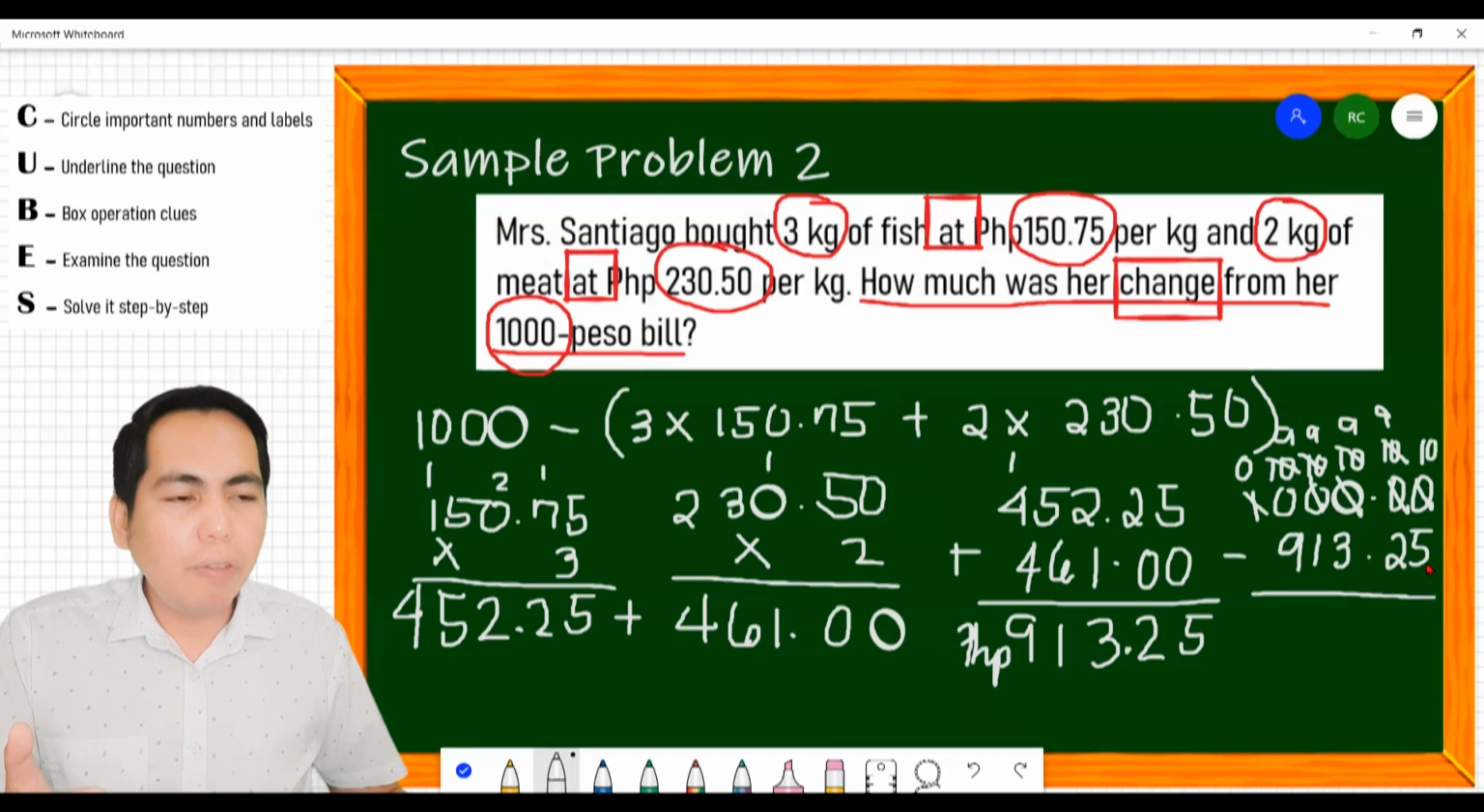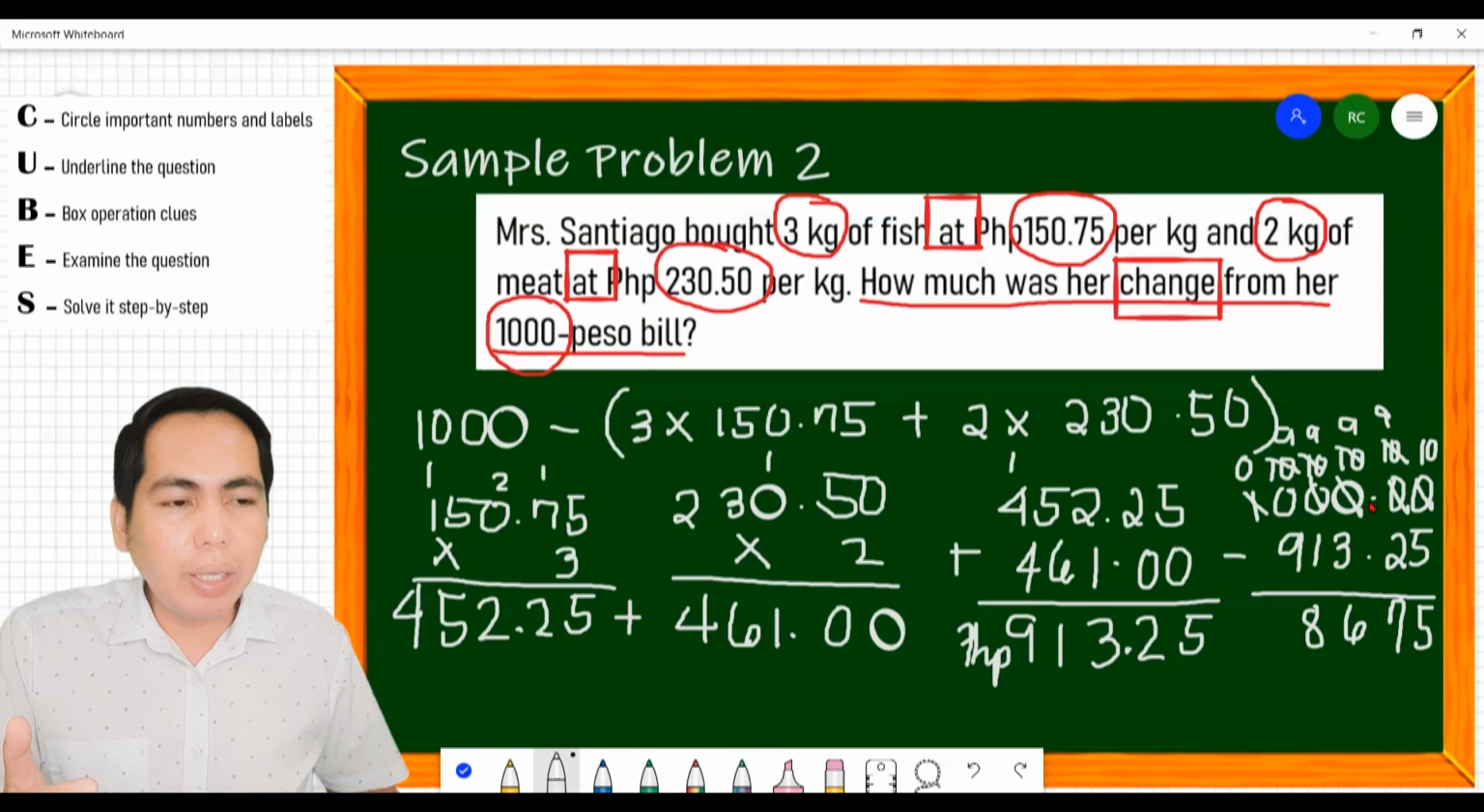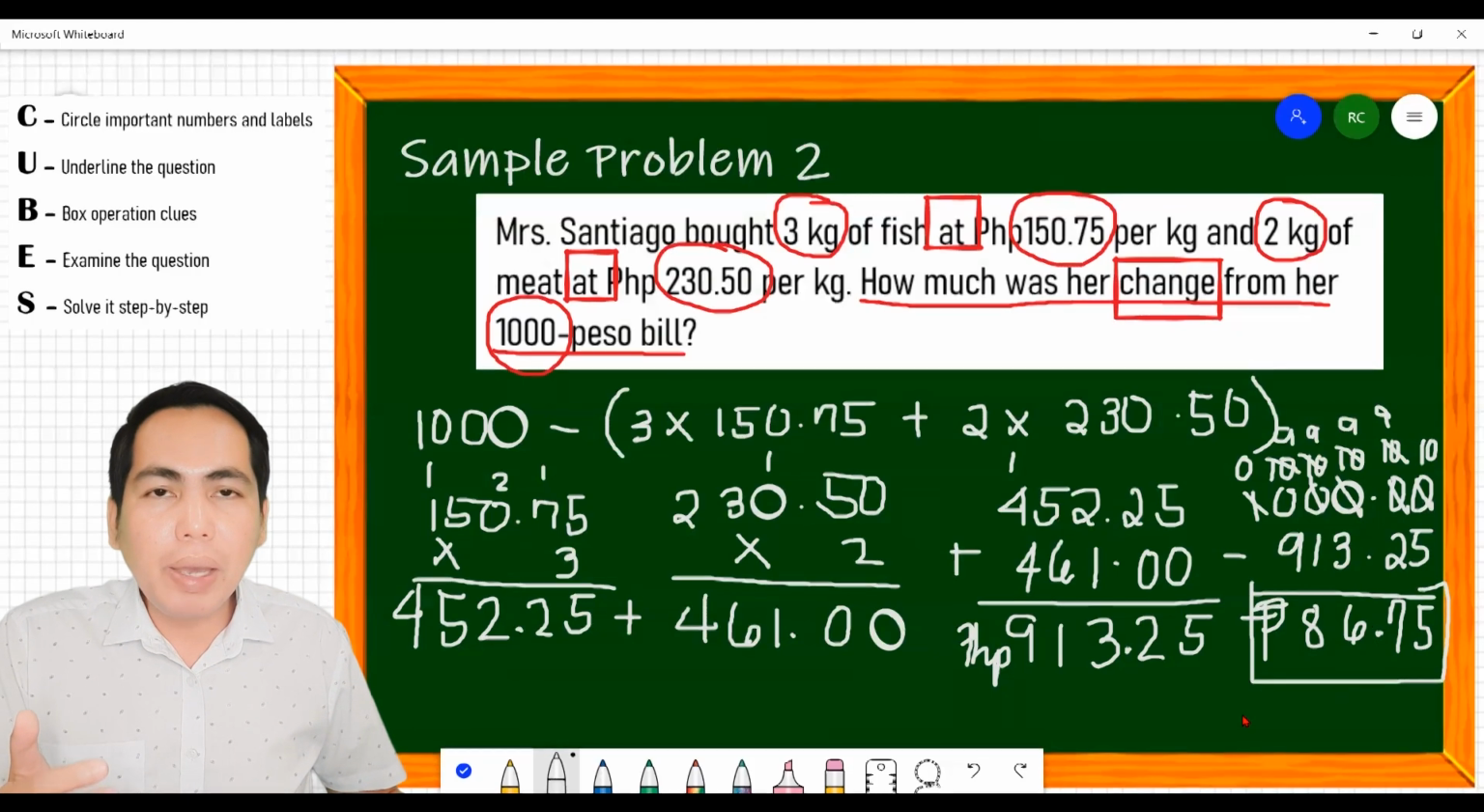So 10 minus 5 will give us 5. 9 minus 2 is 7. 9 minus 3 is 6. 9 minus 1 is 8 and 9 minus 9 is 0. So we don't need to put the 0 because that 0 has no value. The decimal point in the difference is aligned with the decimal point in our given numbers. So the decimal point is here. So in other words, her change was 86 pesos and 75 centavos.